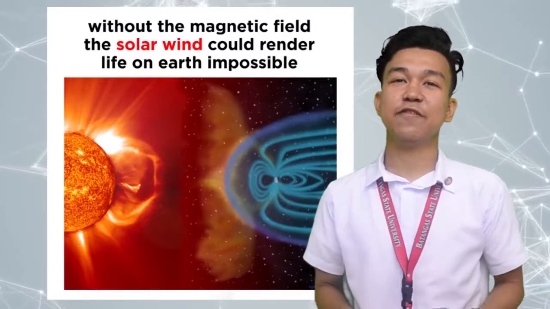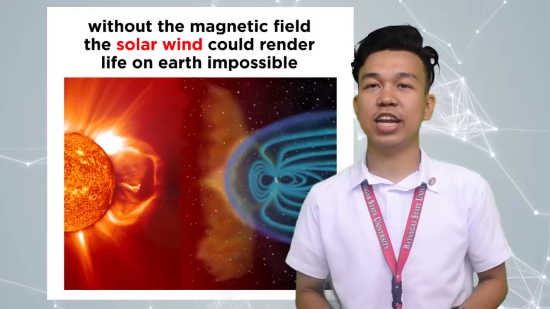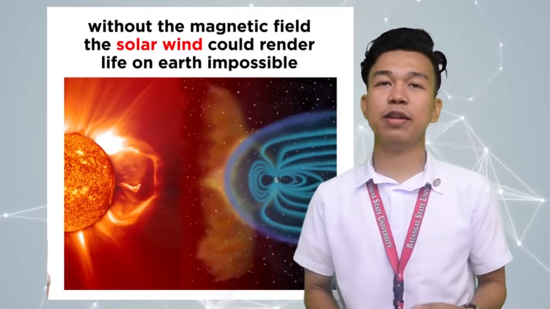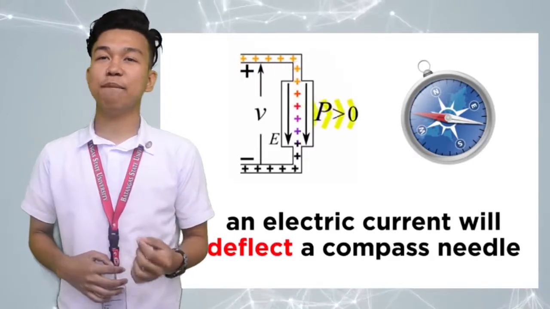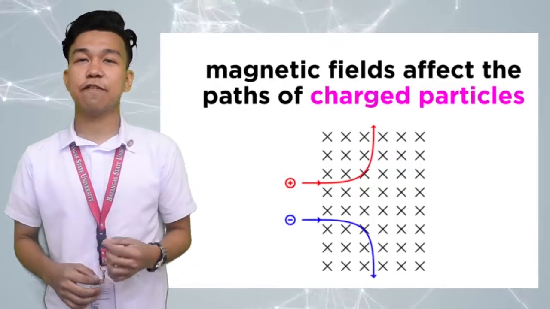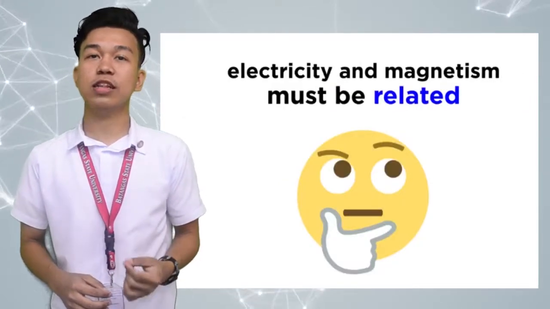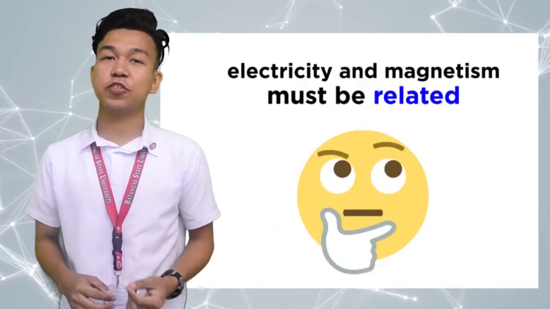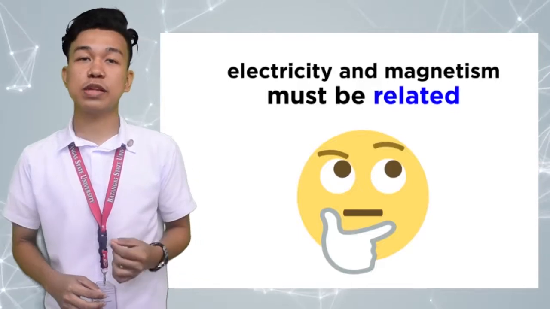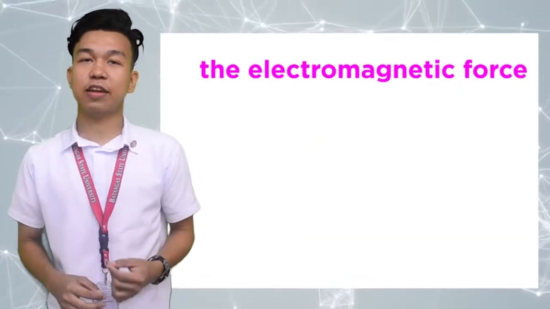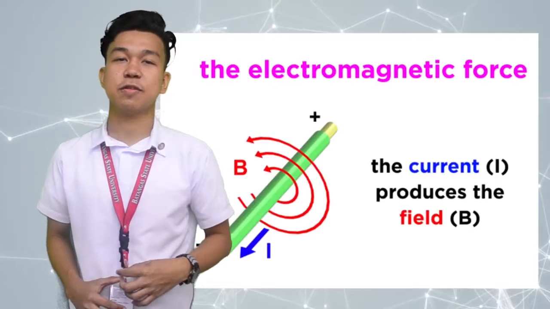Without the Earth's magnetic field, we would be at tremendous risk from this kind of radiation, and life on Earth probably wouldn't be possible. Electric current is able to deflect a compass needle, and magnetic fields affect the paths of particles with electric charge, so it wasn't long until we realized that electricity and magnetism were two sides of the same coin, which was then dubbed the electromagnetic force. But it will be discussed later as our discussion continues.